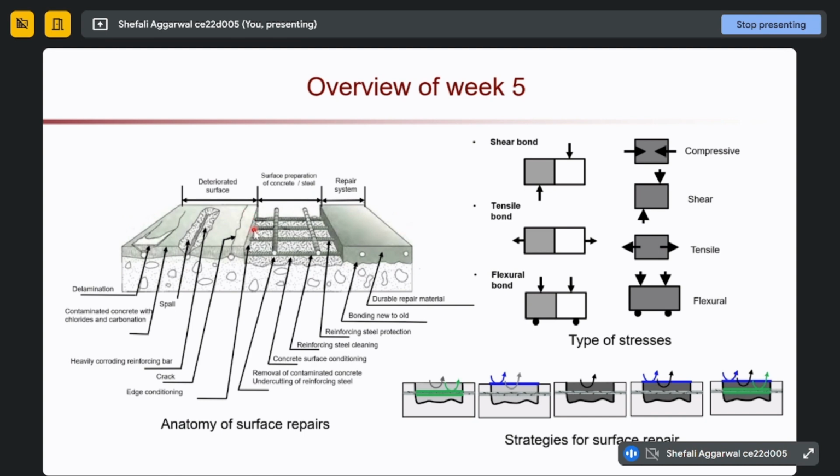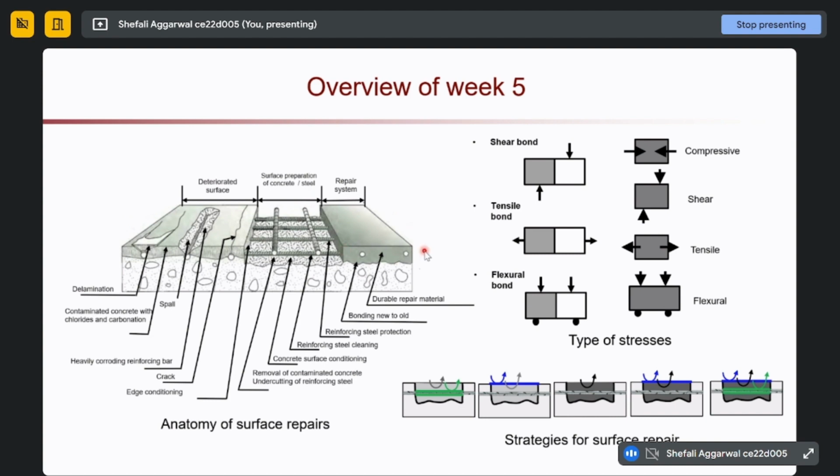Then when we go for repair, what are we doing? First, we cut the concrete surface. Then we do the undercutting of rebars, clean the rebars, and then provide the coating and bonding material, and then we repair the system.